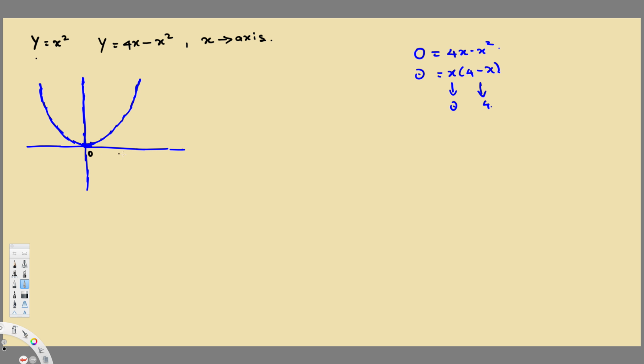So here we are going to have 0, and here we are going to have 4, and then the vertex is going to be half of it, so it's going to be 2, right? So 2 is going to be the vertex. If you draw the graph, it's going to go like this, and the region we are interested in is the region bounded by both of these curves. So this is the region whose volume we are going to find.